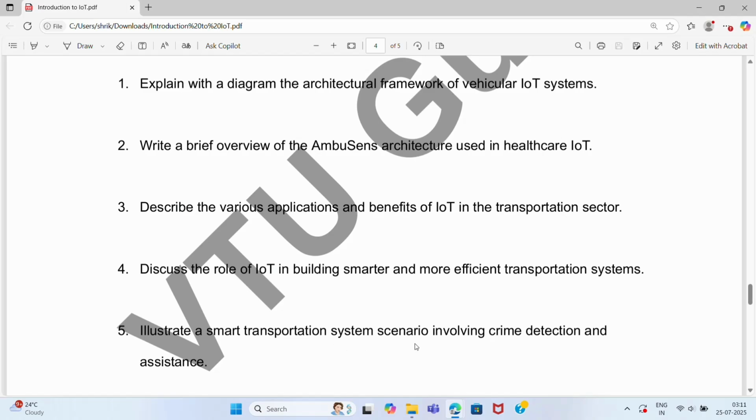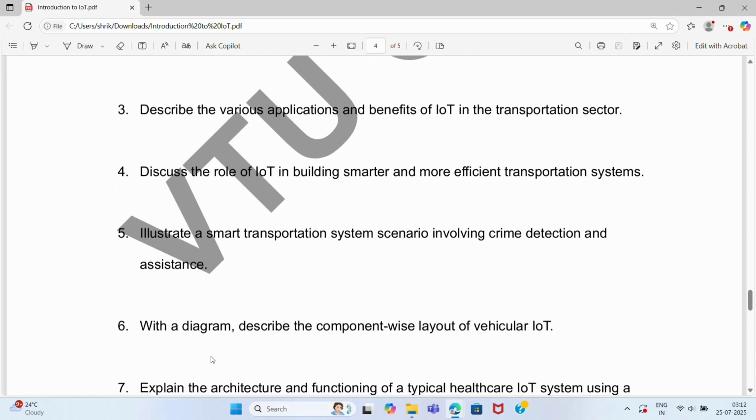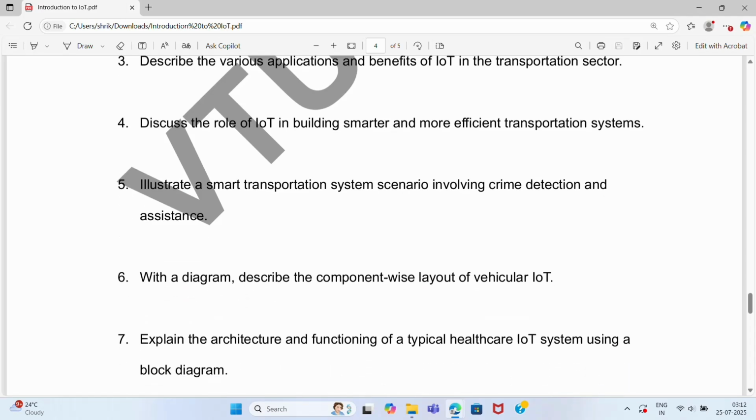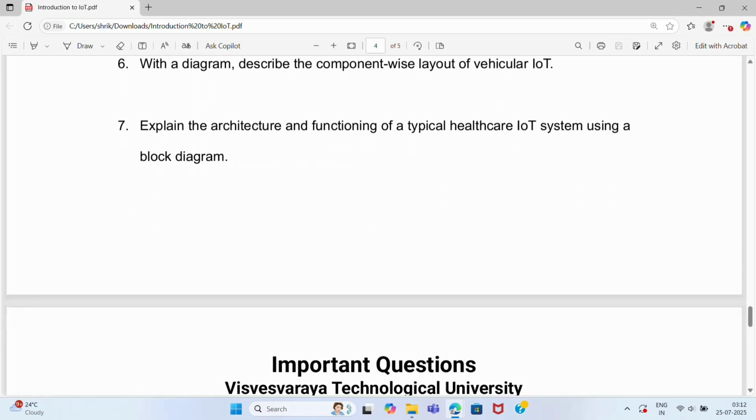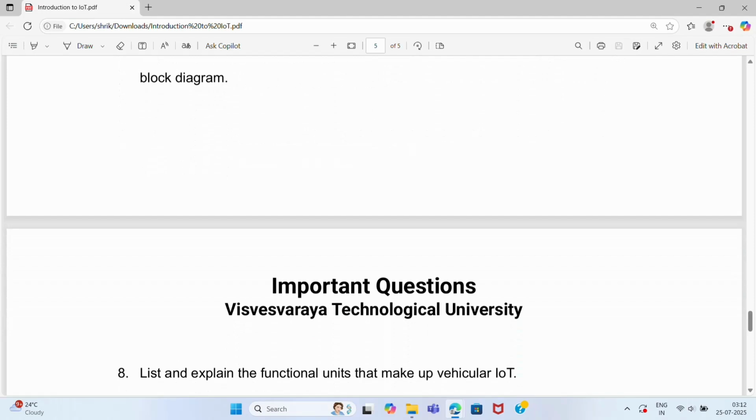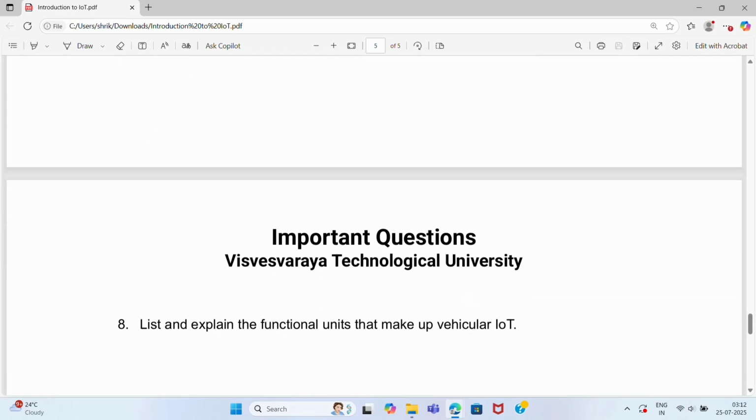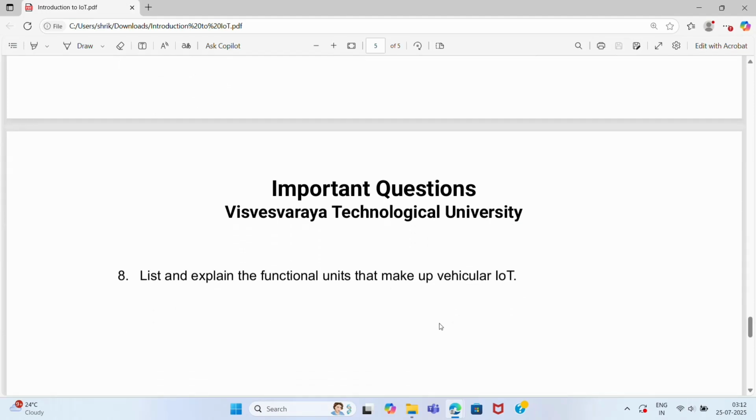Illustrate a smart transportation system scenario involving crime detection and assistance. With a diagram, describe the component-wise layout of vehicular IoT. Explain the architecture and functioning of a typical healthcare IoT system using a block diagram. Next question. List and explain the functional units that make up vehicular IoT.